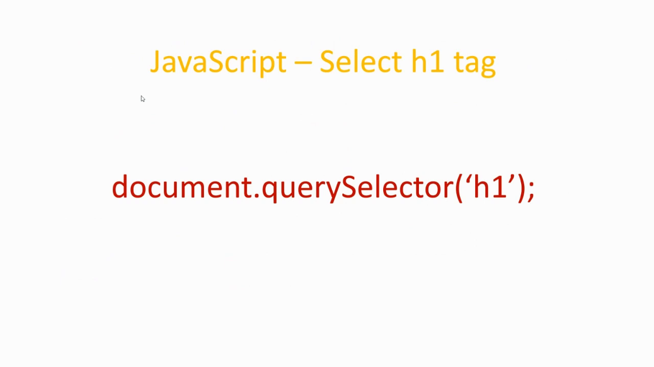document.querySelector('h1'). This line of code is used to select the first h1 tag in our HTML file. So we said jQuery makes JavaScript code easy and short, right? So let's write the same line of code in jQuery.